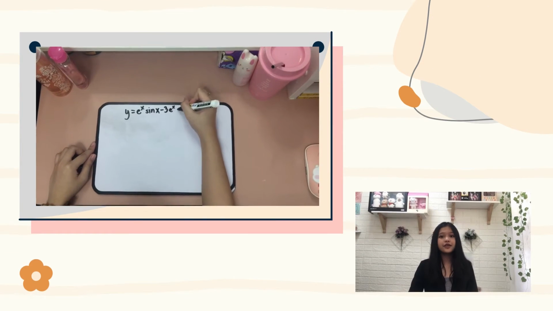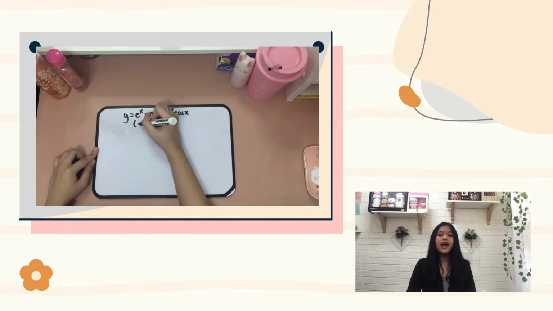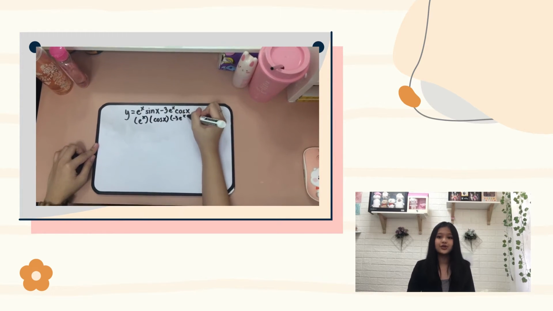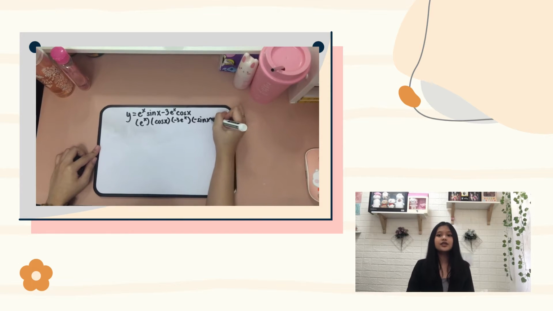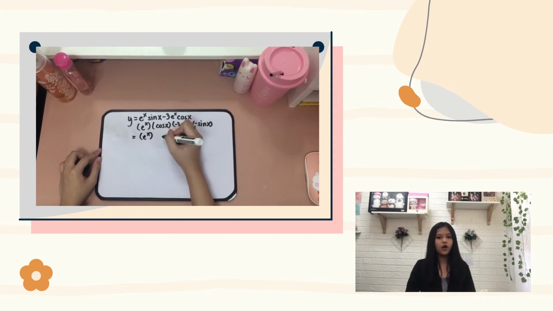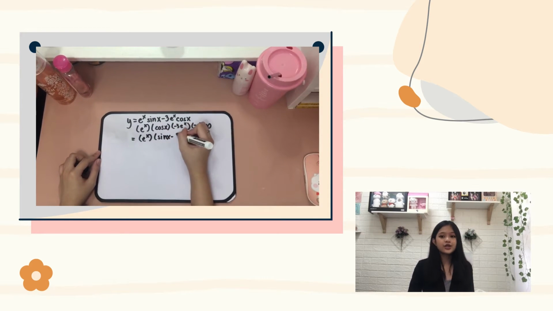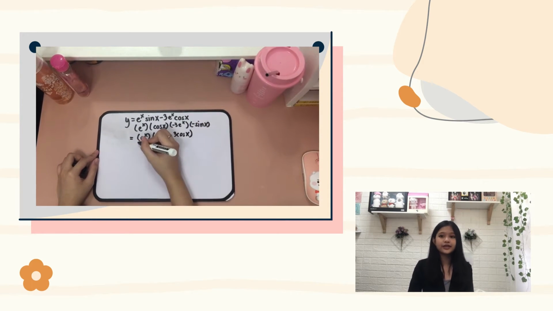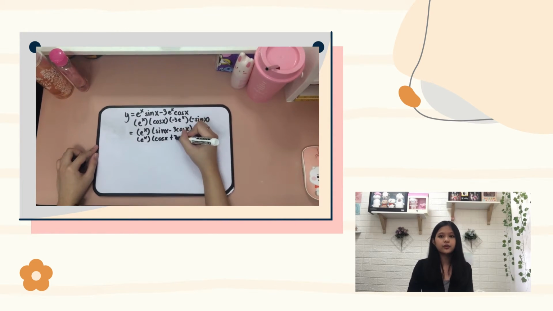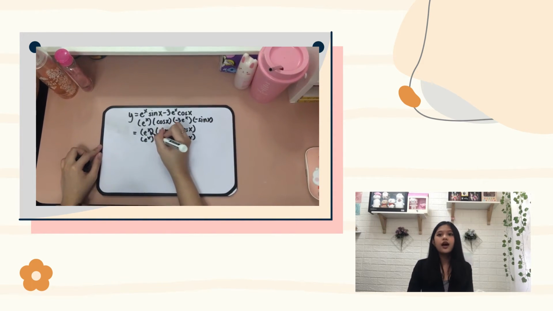That being said, the derivative of e to the x and negative 3e to the x stays the same according to rule 8. Sine x turns to cosine x and cosine x turns to negative sine x according to rule 7. To solve things easier and save more time, let us factor the function out so we can apply the product rule just once only.